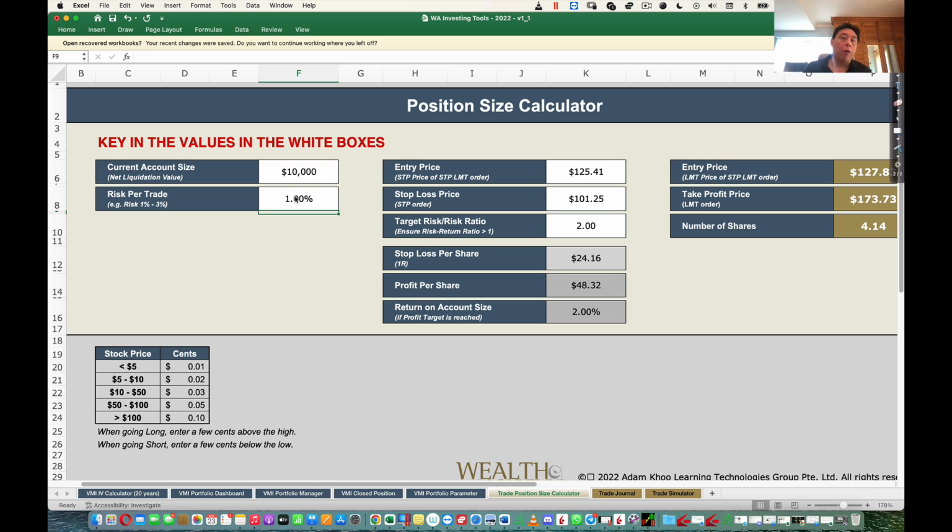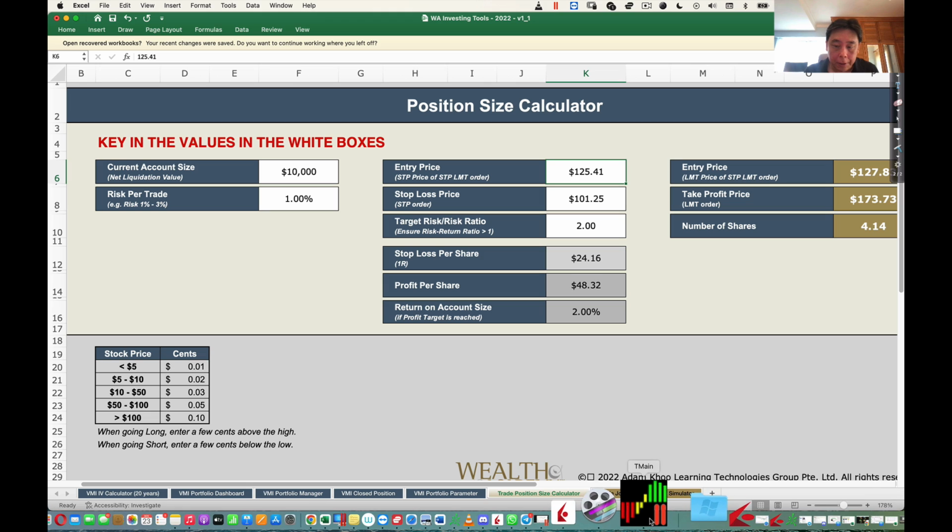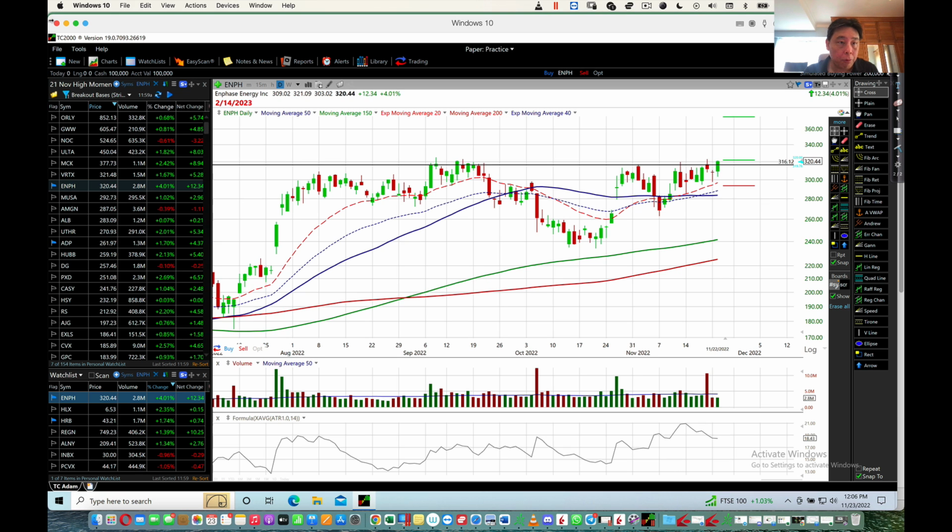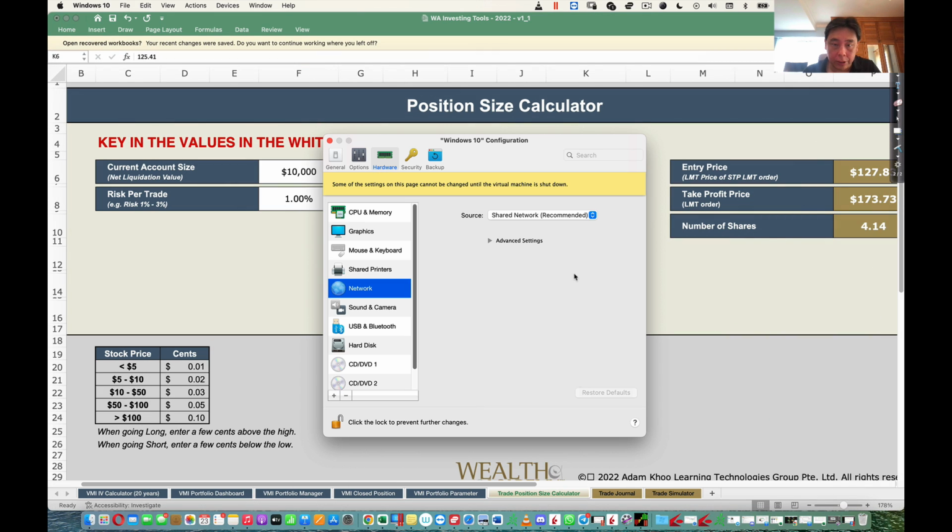So if you are risking 1% of your money, that means the most you can lose is $100, right? Your maximum total loss is $100. So how many shares must you buy so that you can only lose $100? Okay, so use this calculator, put in the entry price again. Again, what's our entry price? Our entry price is about, let's see.